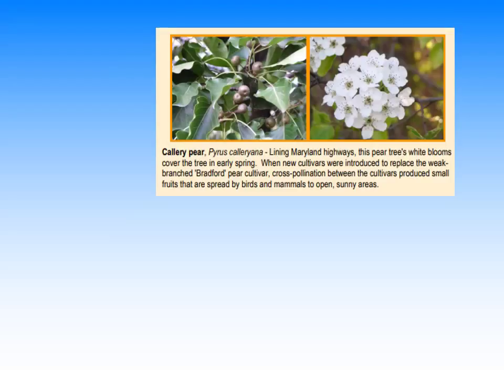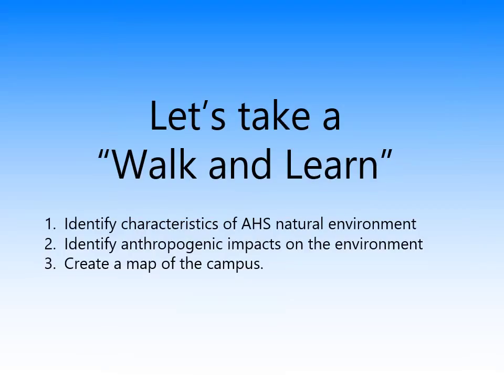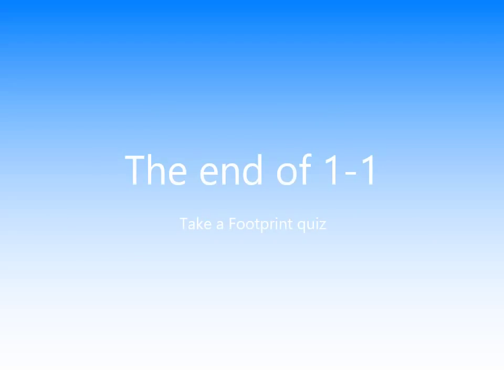We also looked at examples of invasive species so you could recognize some things that we actually don't like, such as the Callery pear, the ash borer, the stink bug, Canadian geese, rock snot, and then we took a walk and we tried to identify characteristics of our environment, identify anthropogenic impacts of the environment, and create a map and get to know our campus.